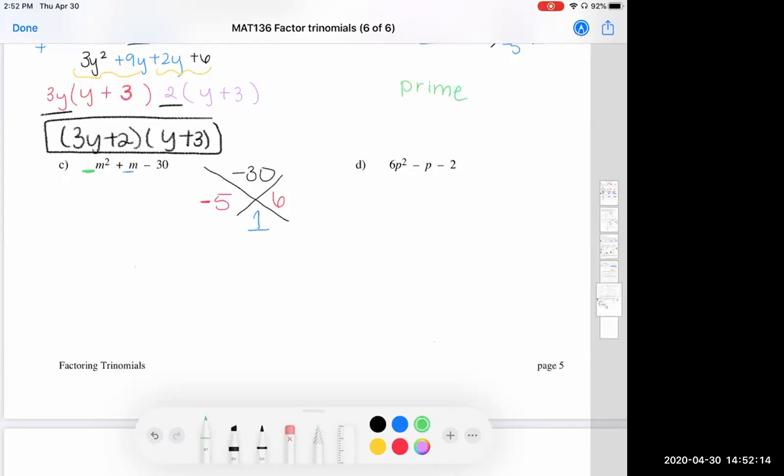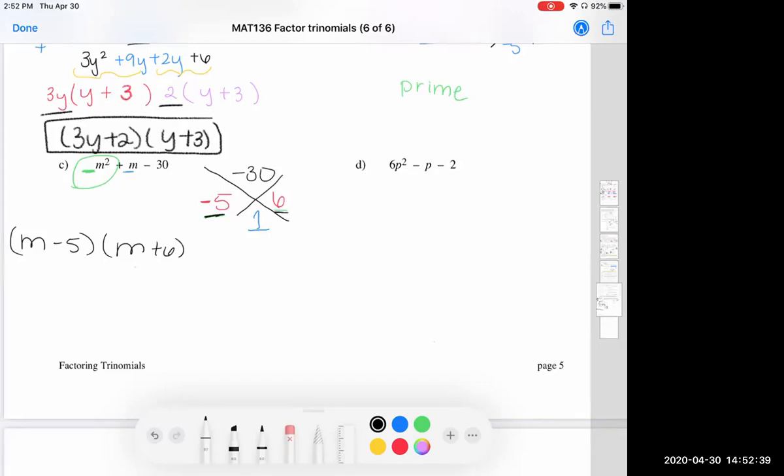All right. Only when your leading coefficient is 1, it's pretty much done. So your answer for this is m minus 5 and m plus 6. You can go through the same thought process as we did above, but you'll get the same answer. And that's only when your leading coefficient is 1. You just take your terms and your variable.